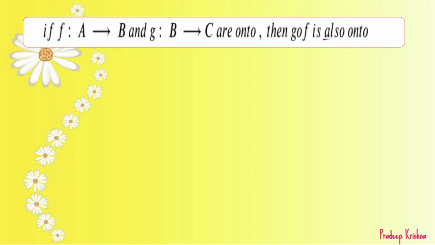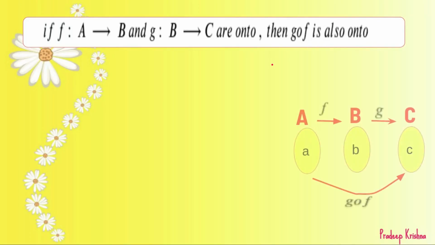Here we need to prove that g composition f is onto. Say f from A to B, g from B to C, g composition f from A to C. Now we need to say that every element of C has a pre-image in A under g composition f. Every element of C has a pre-image in A under g composition f. This is what we have to prove.